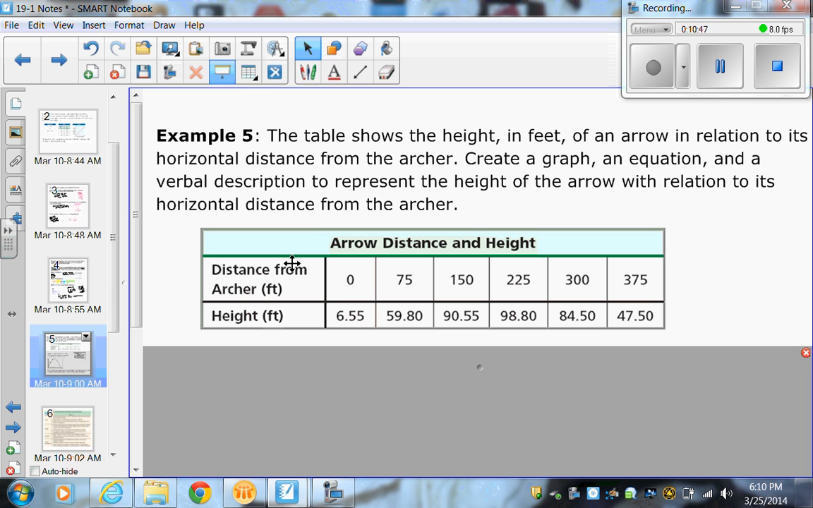All right. Sample 5 says the table shows the height in feet of an arrow in relation to its horizontal distance from the archer. Create a graph, an equation, and a verbal description to represent the height of the arrow with relation to its horizontal distance from the archer. So we have a table. The first thing you want to do is to find your differences. So you're going to check first things first, check the first differences, and if that doesn't work, check the second differences. And in another example, I'll show you what to do if neither of those work.